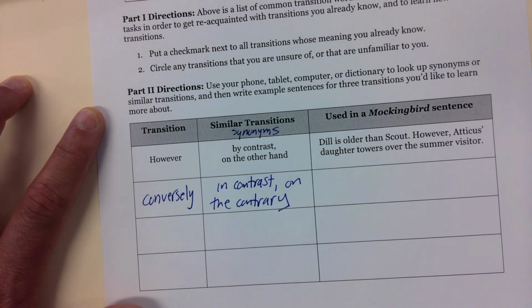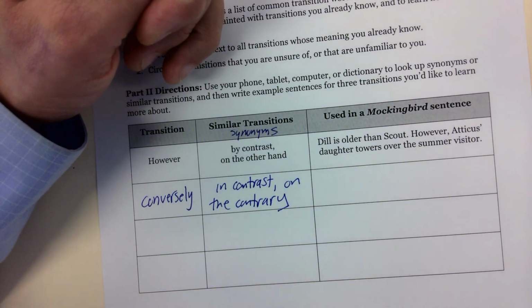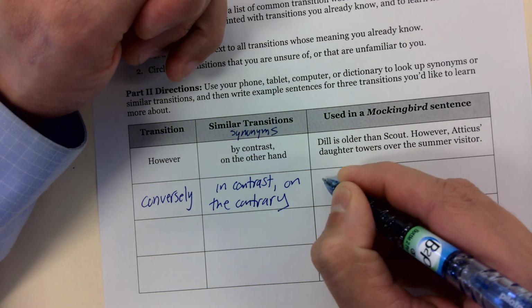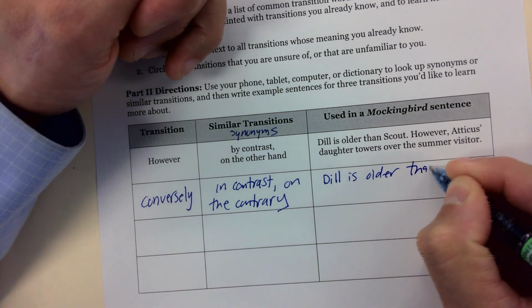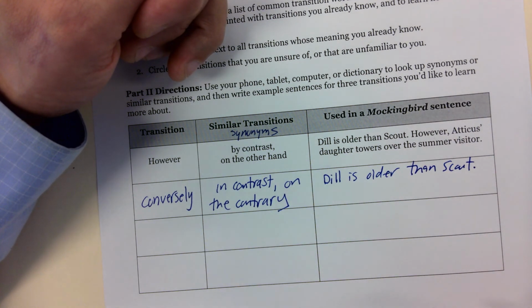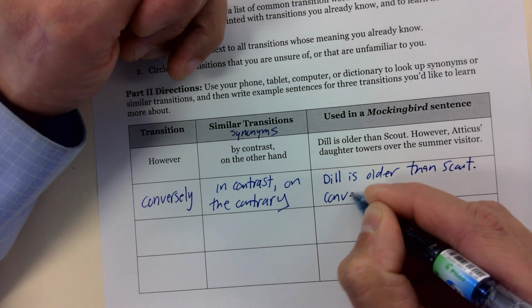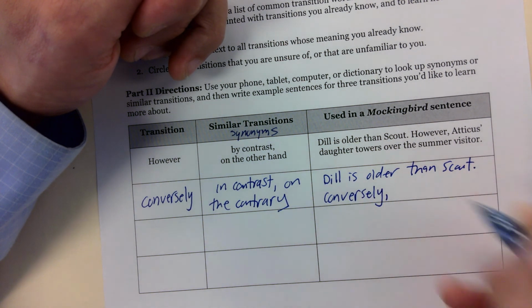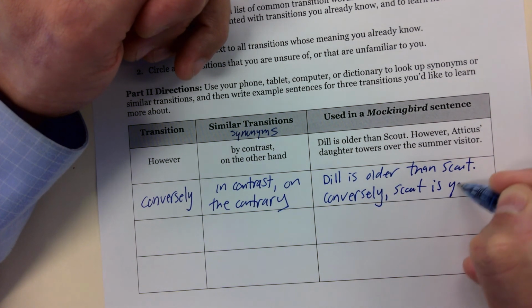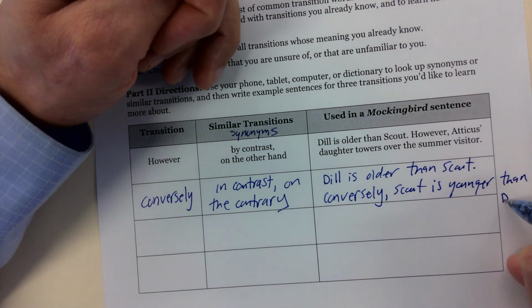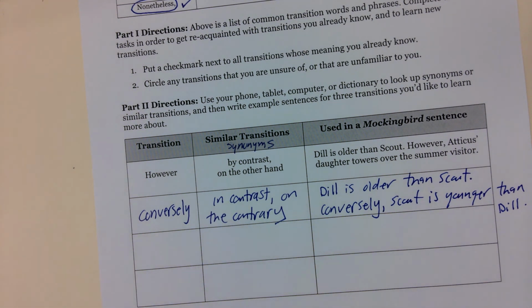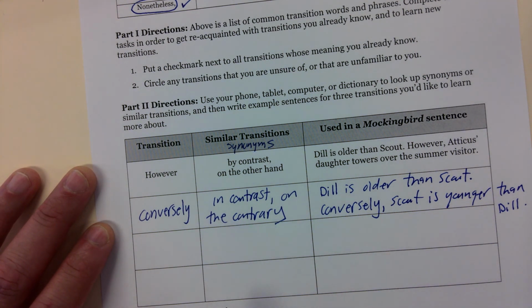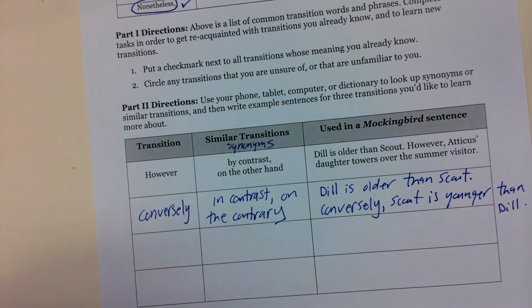Not that I condone cheating, but consider this sentence. Dill is older than Scout. Conversely, Scout is younger than Dill. That seems really obvious. If Dill is older than Scout, then in converse, or conversely, Scout is younger than Dill. That may have hurt your head to think about. But it really means it's the opposite: on one hand, and then on the opposite hand. So that's the way transitions work.